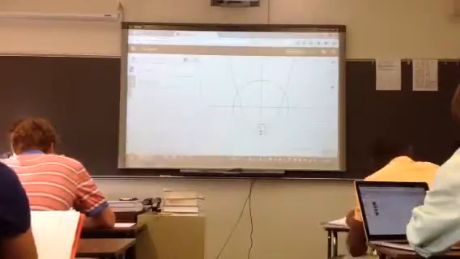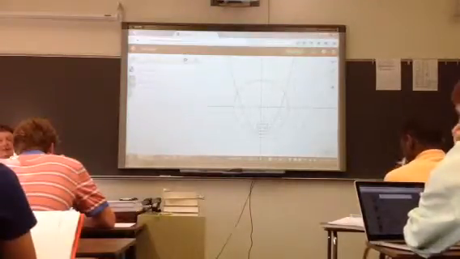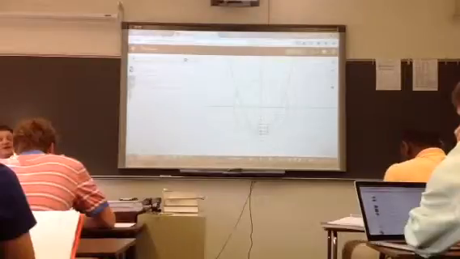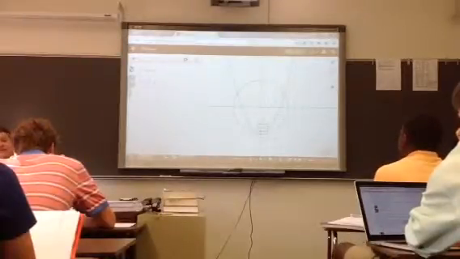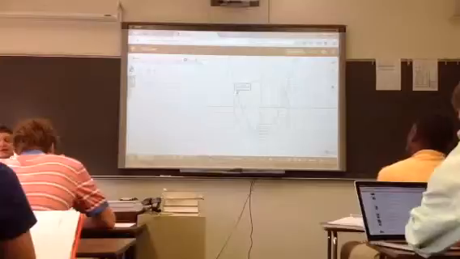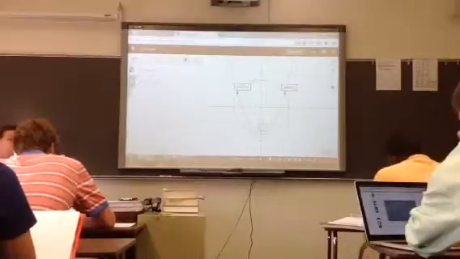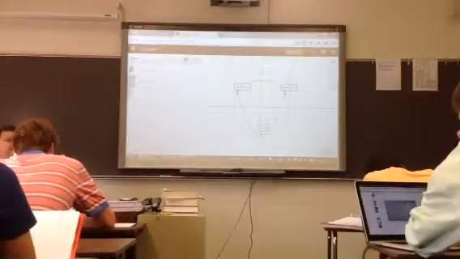And lo and behold, look at that. My parabola, the top parabola, crosses that circle in 3 locations. Once right there, negative square root of 12, 2, positive square root of 12, 2, and 0, negative 4, which were the 3 locations we had picked previously. So it works just fine.